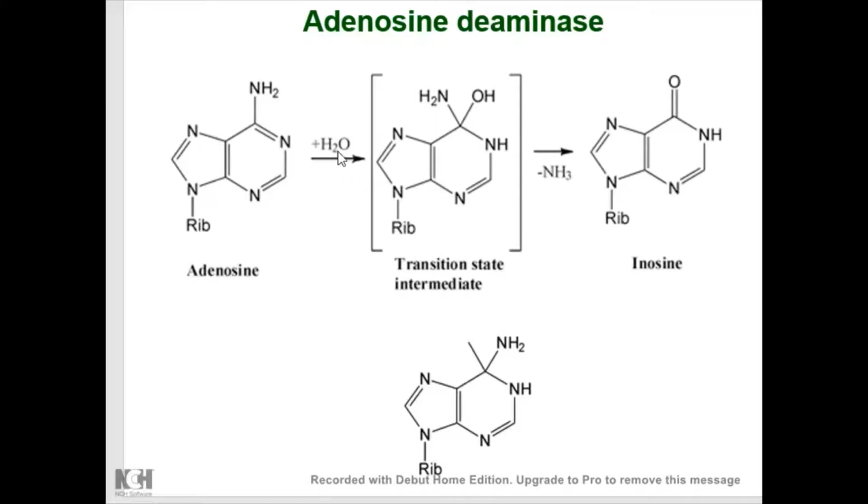The reaction involves addition of a water molecule to the CN double bond and formation of a transition state intermediate, which is characterized by non-planar conformation at carbon number 6 in the former adenosine. So this atom is sp3 hybridized, and the conformation is quite different from the planar conformation of both adenosine and inosine. Then the amino group and OH group are not stable at one carbon. The amino group is released as NH3, as ammonia, and inosine is formed.